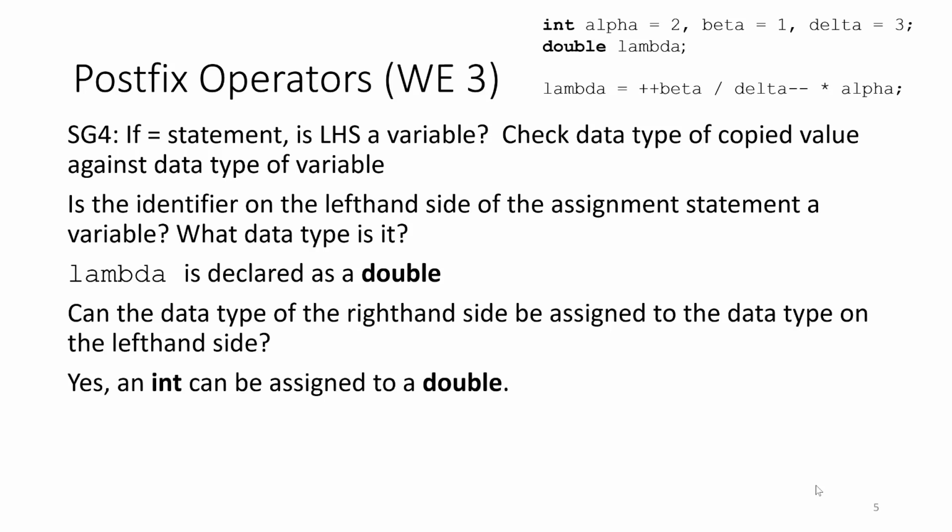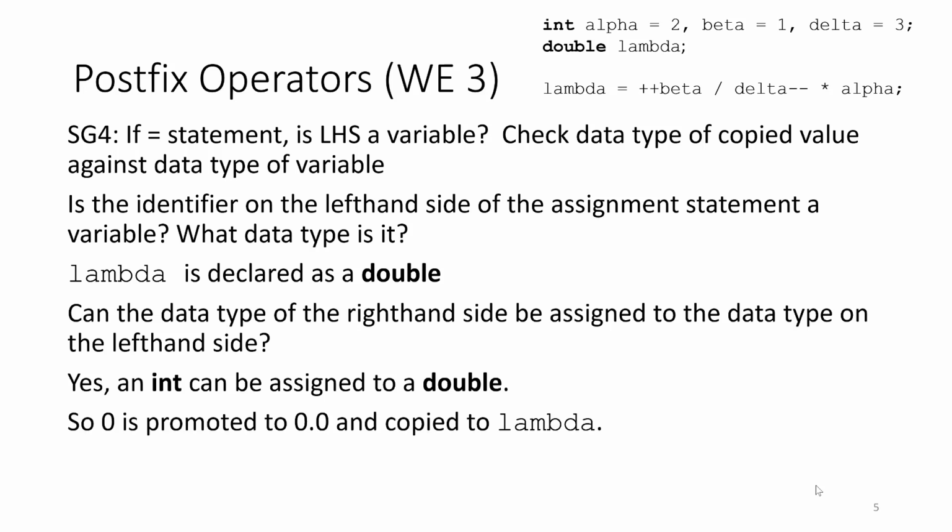Subgoal 4 says if we have an assignment statement, is the left-hand side a variable? Lambda is declared as a double, and yes, it is a variable. The resultant data type of the right-hand side was an int. Can we assign an int to a double? Yes, that is legal. So 0 is promoted to the value 0.0 and copied to lambda.